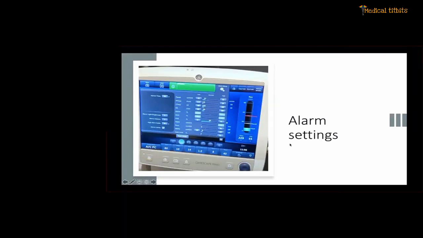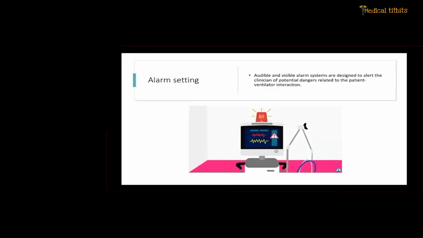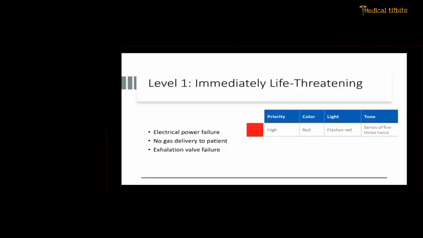Again, during your initial ventilator settings, alarm settings are also important. So you need to be familiar with your equipment, how to set the alarms. So these are the broad guidelines. Alarms are audible and visible alarm systems designed to alert the clinician of potential dangers related to the patient-ventilator interaction. Okay, there are different levels, 3 different levels in fact.